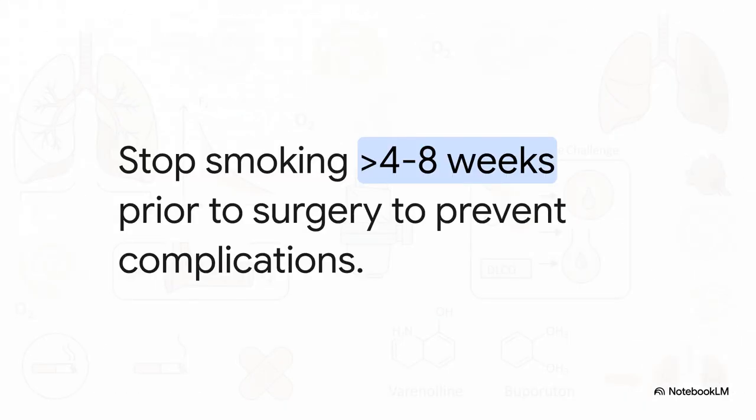Finally, you have to remember that smoking cessation is the single most definitive intervention to actually improve mortality and delay disease progression in COPD. For patients scheduled for elective surgery, quitting just a few days prior won't cut it. Cessation must be initiated more than 4 to 8 weeks prior to the procedure. Stopping more than a month out is what significantly prevents post-operative pulmonary complications like atelectasis and bronchospasm.